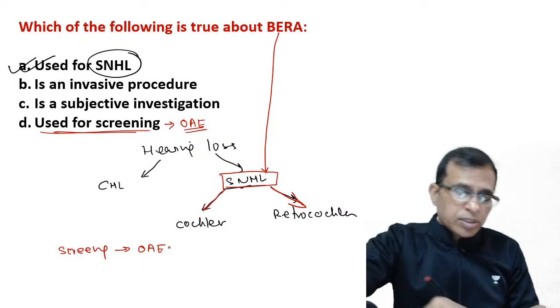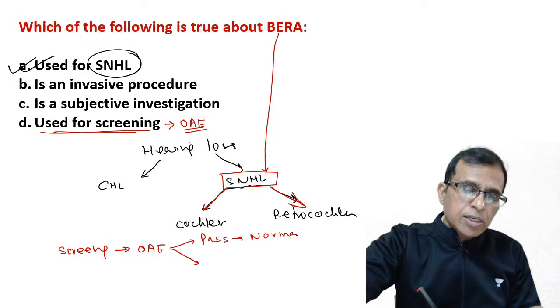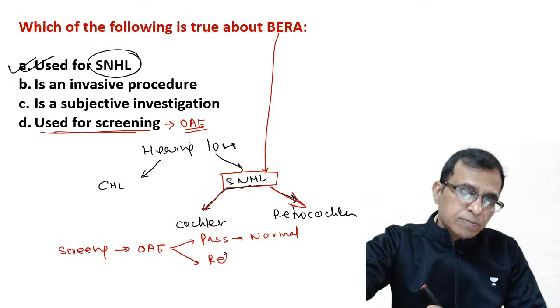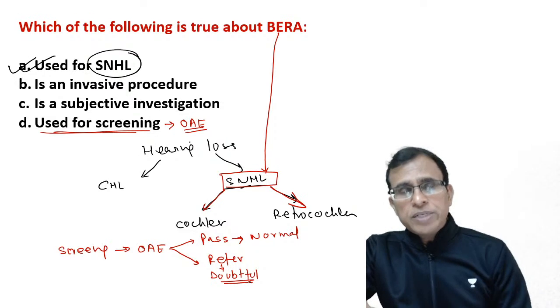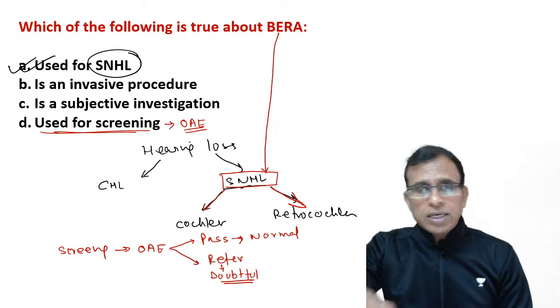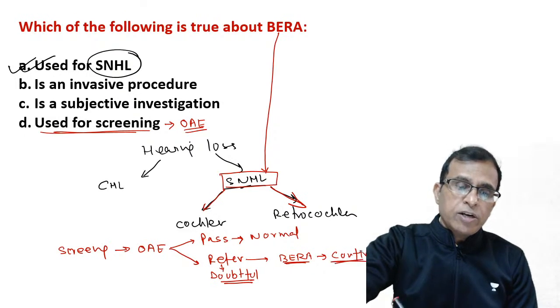Now the results are two of this. Either the patient is pass, which means normal, pass means patient's hearing is normal, or what? Or refer. We don't say fail or disease. Refer is doubtful. We are doubtful in this patient, so we call it refer. We don't say the patient has hearing loss, so we have to confirm, reconfirm. And for this, refer to what? Refer for BERA. Now we do BERA, and BERA will confirm whether hearing loss is there. BERA will confirm and also will tell you the site of lesion. It can also tell you the site of lesion.